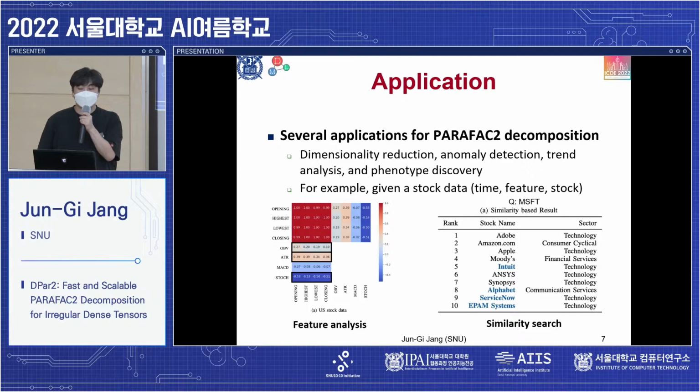The vectors and matrices of PARAFAC2 decomposition can be used for many real-world applications, including dimensionality reduction, anomaly detection, trend analysis, and phenotype discovery. For example, given stock data consisting of time, feature, and stock, we can analyze correlations between features or find similar stocks in stock data.